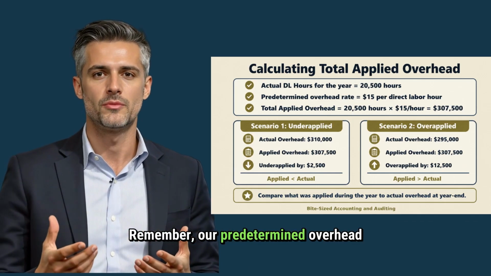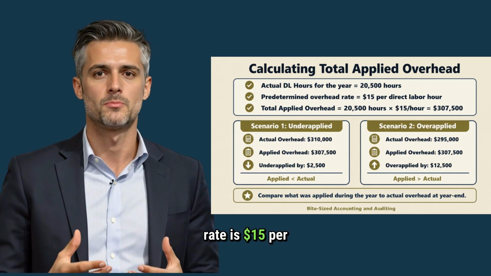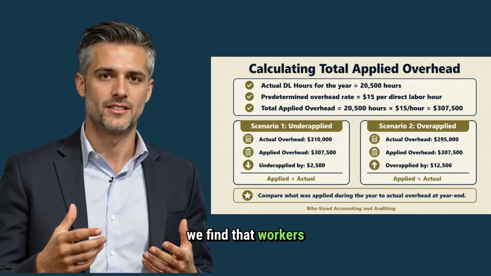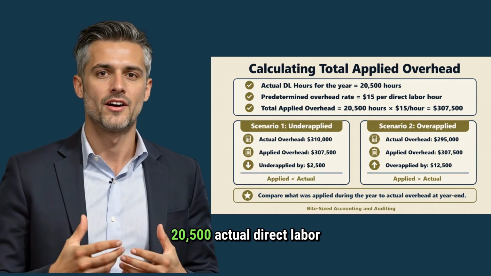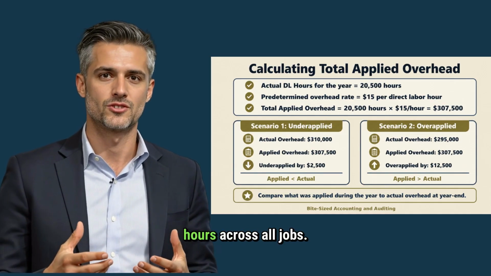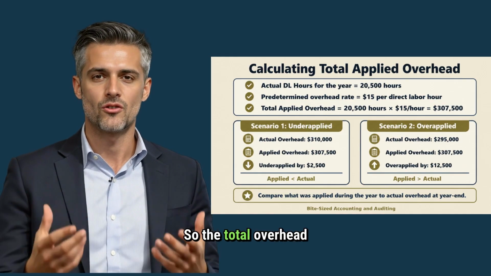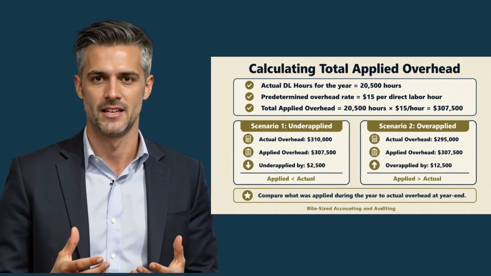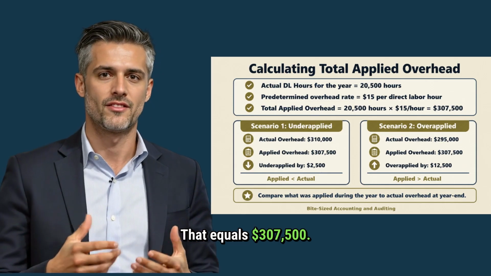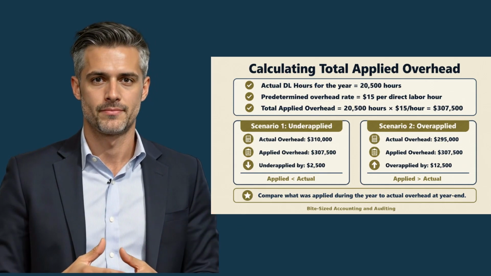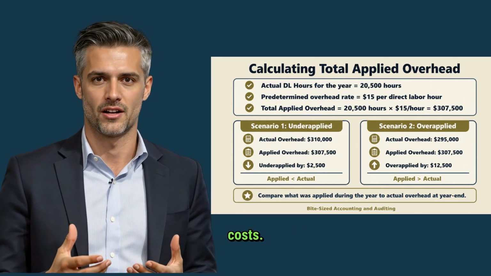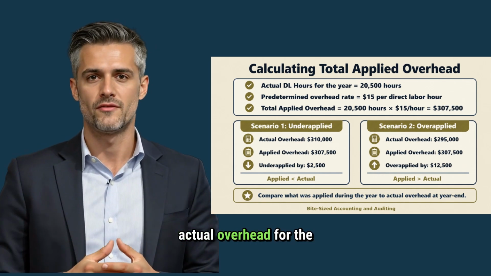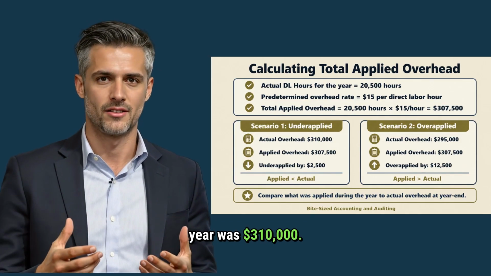Remember, our predetermined overhead rate is $15 per direct labor hour. Let's say at the end of the year we find that workers logged a total of 20,500 actual direct labor hours across all jobs. So the total overhead we applied to all jobs is 20,500 hours times $15. That equals $307,500. Now let's compare this to our actual overhead costs. Scenario 1, our accounting department tells us the actual overhead for the year was $310,000.